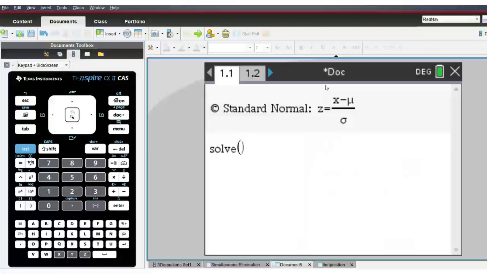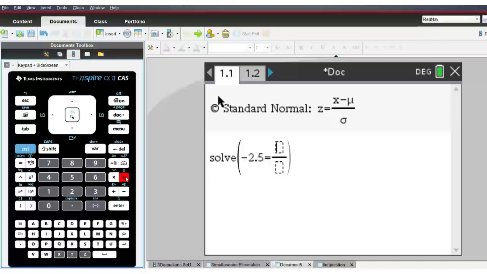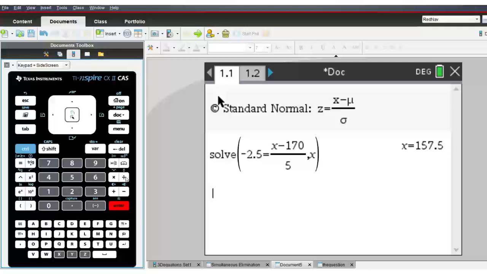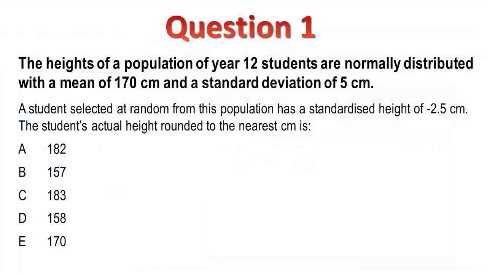So we'll select solve. We put in our standardized value. I'll use the fraction tools, and we're looking for an observed value x minus our mean of 170 divided by a standard deviation of 5. Solving for x gives us 157.5, which of course rounds to 158. That leaves us with the answer of D.